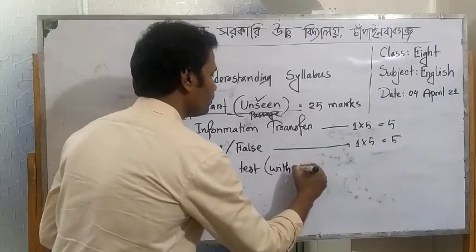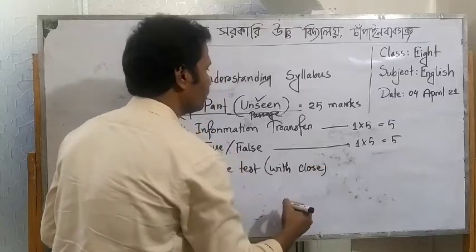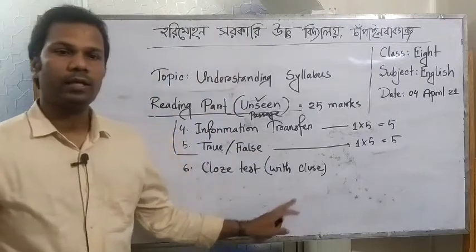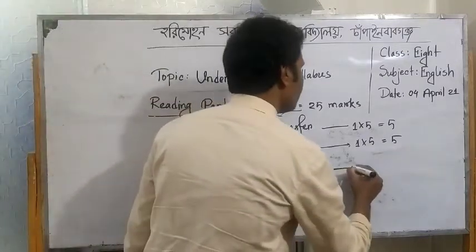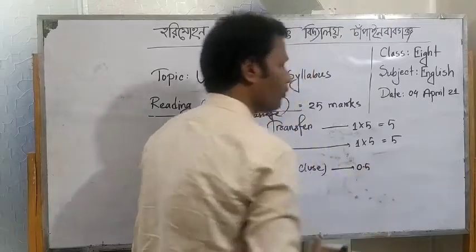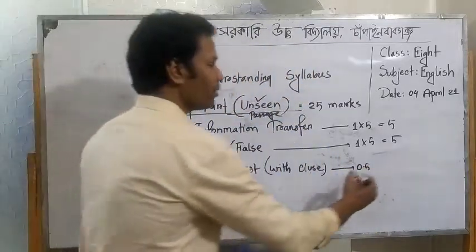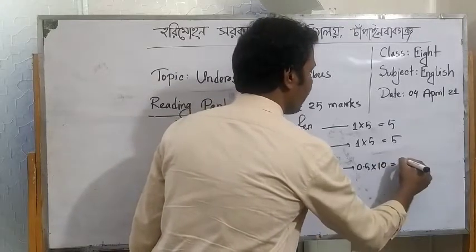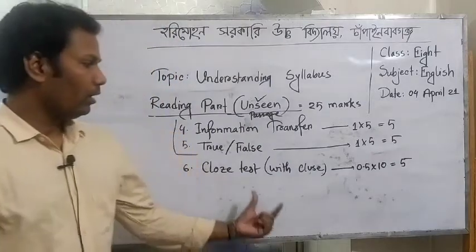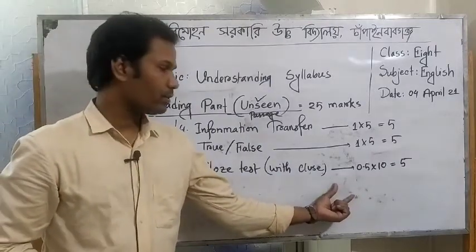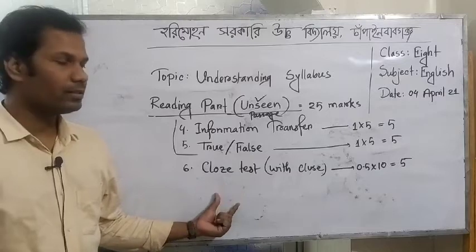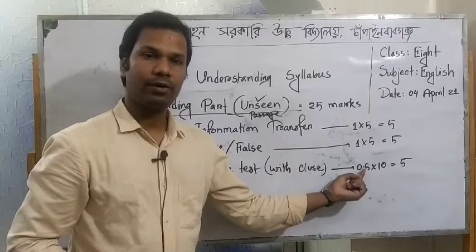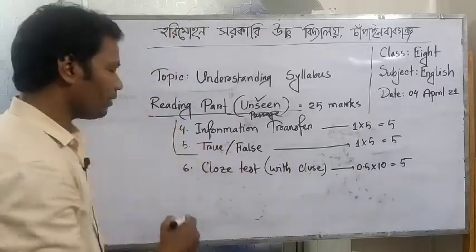With clues, C-L-U-E-S. With clues, and it will carry 10 gaps, and each gap carries half a mark, that means 5. There will be 10 gaps in this short passage, and each gap carries 0.5 marks, total 5.